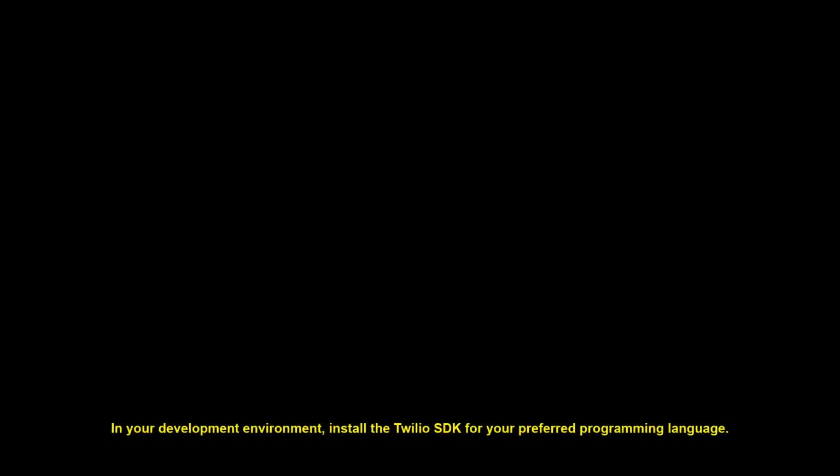In your development environment, install the Twilio SDK for your preferred programming language. For Node.js, use the command npm install twilio. Prepare to send a verification request. Use the Message API to send an SMS code to the user's phone number. Format the request to include the service SID and the phone number. Send the request and wait for a successful response.